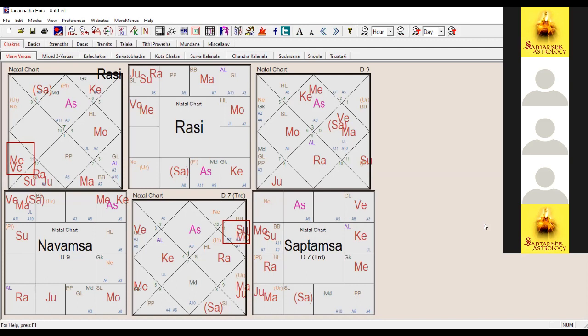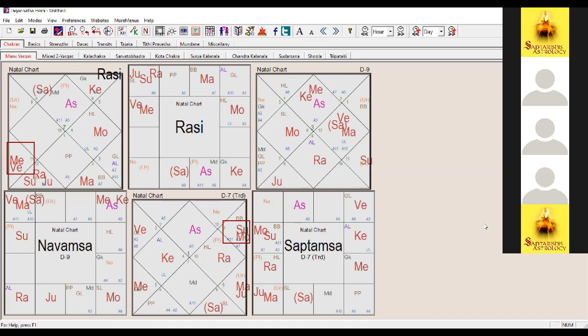In the D7 chart, I see moon is with the sun in Aquarius. And that Aquarius sign falls in the fifth house. That's why you have written in your notes, moon is connected with the fifth house. So whenever you analyze the moon, you can say yes, the fifth house is connected with the moon when you see from Lagna.